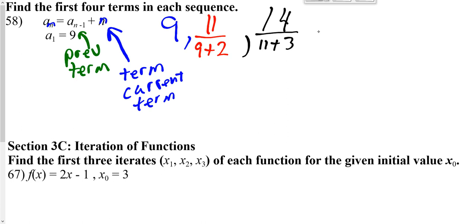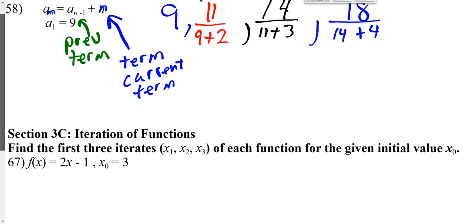And then we go ahead and do our next term, which is our previous term of 14 plus the position that we're in, which is 4, so we get 18. And we're almost done here.